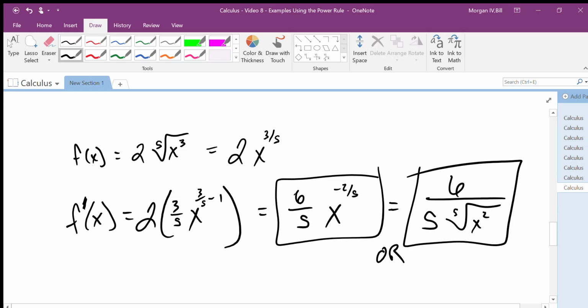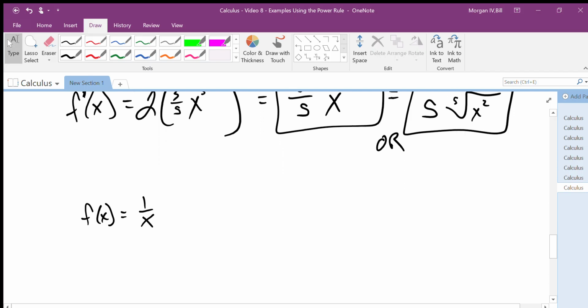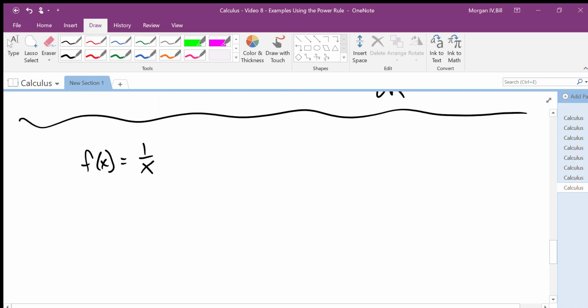Okay, very good. Let's keep going. All right, one of the problems we had was 1 over x, or I think it was 1 over x minus 3.